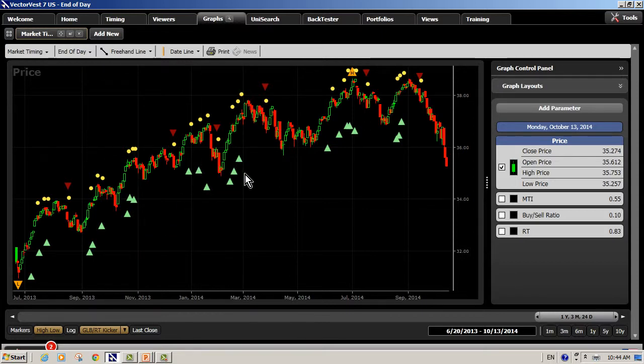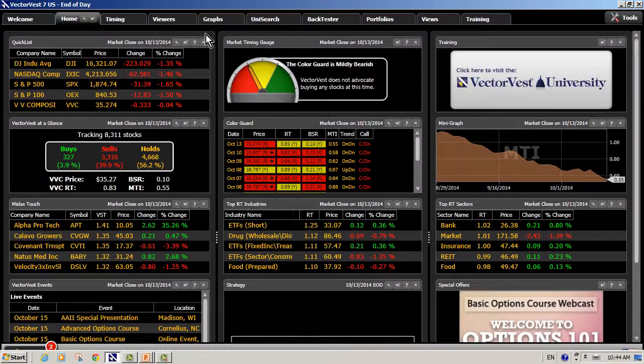Believe it or not, that was the hard part. Let's make it even easier for you. I don't want you to worry about coming in here and looking at this graph every single night. We do the work for you and tell you what to do every night over here on the Home tab. So when I go to the Home tab, it actually brings us to the third secret of making money with VectorVest, and that is to heed the color guard.